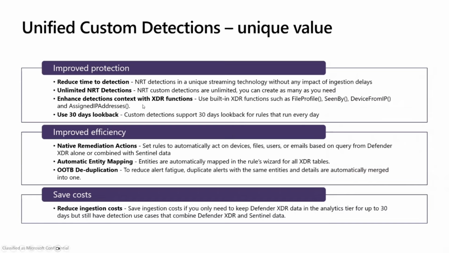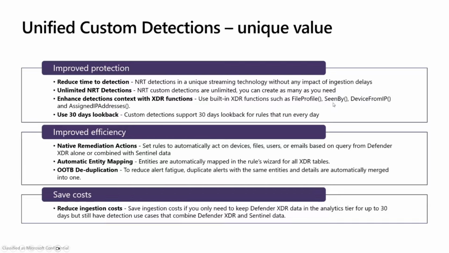The next bullet is about enhanced detection context. With XDR functions, those are special functions available to you from advanced hunting that provide more context, like file profiles, seen by, device from IP. You can see them here. You can use them with custom detections and also combine them with your Sentinel data. I want to emphasize that these functions are not available for analytics rules. You cannot ingest them into Sentinel. So this is purely unique value you get with unified custom detections.